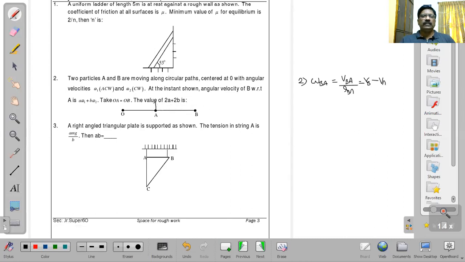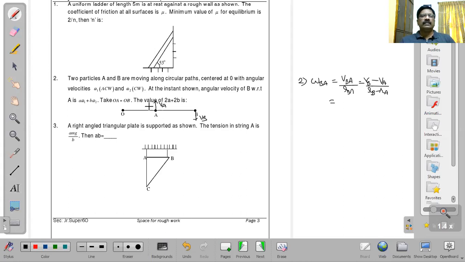You see VA in this direction and VB is in this direction because B is rotating in clockwise direction. A rotates in anti-clockwise direction. So this is VA, by RB minus RA. So this is equal to VB, we can write VB is equal to R omega. No?